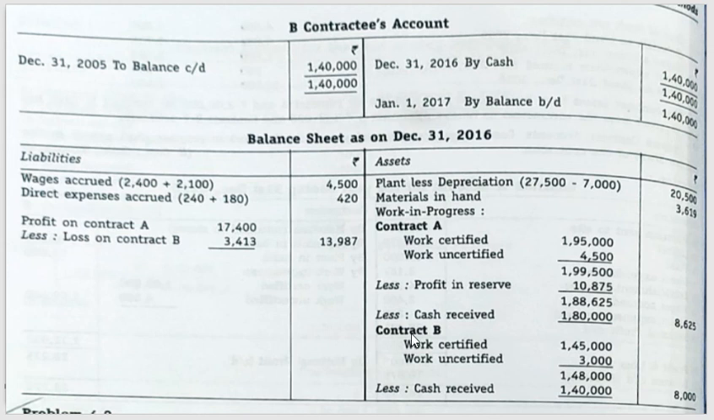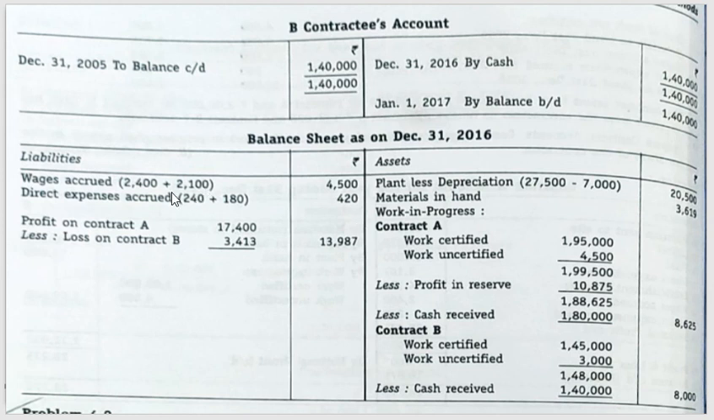Next, for contract B, work certified and work uncertified, which is 1,45,000 and 3,000. With that, we will minus cash receipt first, or you can minus the reserve amount. So in this problem, we don't have anything which is being transferred to reserve, because what you have incurred is loss in this contract. So we will directly minus the cash which you have received, which is mentioned in the question, which is 1,40,000. So the amount which is sustained in the contract B, or which is to be receivable from the contractee, is 8,000. So these are your assets.